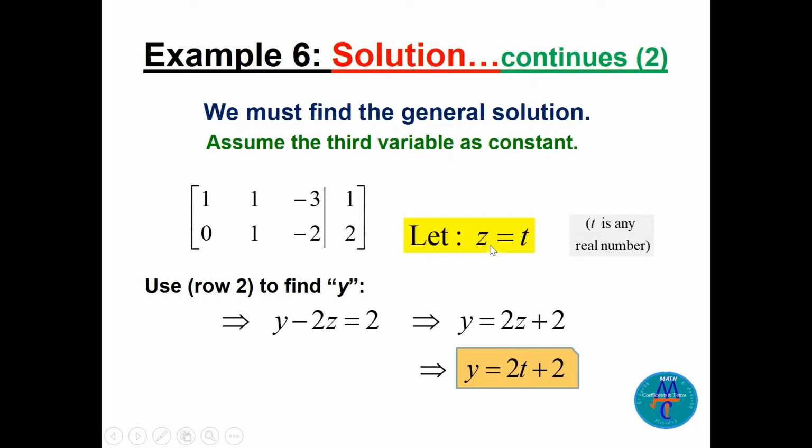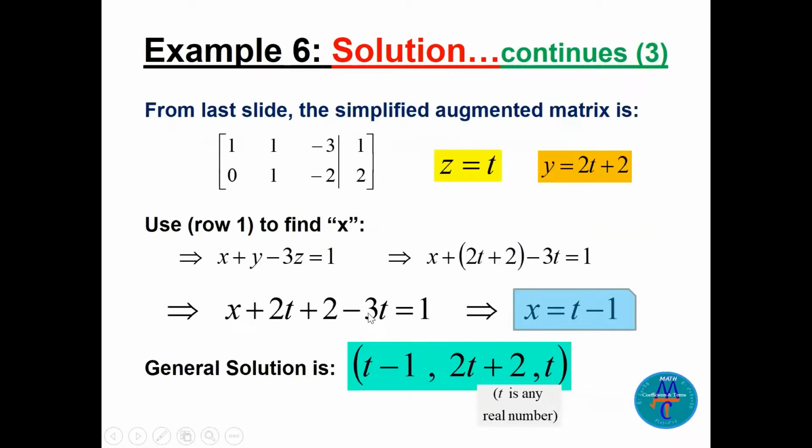So I found z is there, y is there, I need x. Now I can use row 1, x plus y minus 3z is equal to 1. So I put in the y 2t plus 2, I put in the z only t, and then I find x will be t minus 1. So this is the general solution: t minus 1, 2t plus 2, t, where t is any real number.